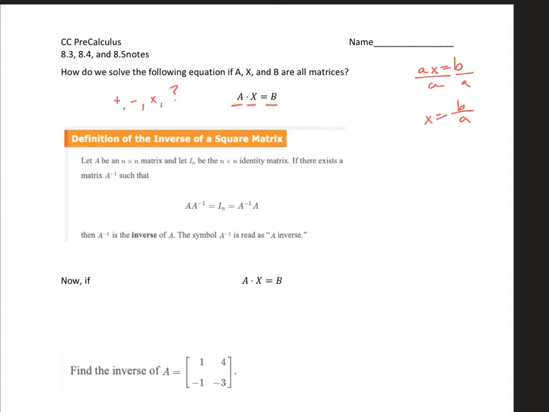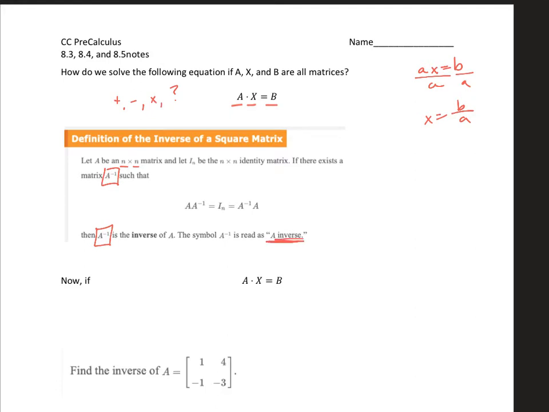So we've got to talk about the inverse. If A is an n by n matrix, so it's a square, same number of rows and columns, let I sub n be the same size identity matrix. If there exists a matrix A inverse such that A times A inverse equals the identity matrix, and A inverse times A also equals the identity matrix, then A inverse is the inverse of A, and that's how we read that symbol.